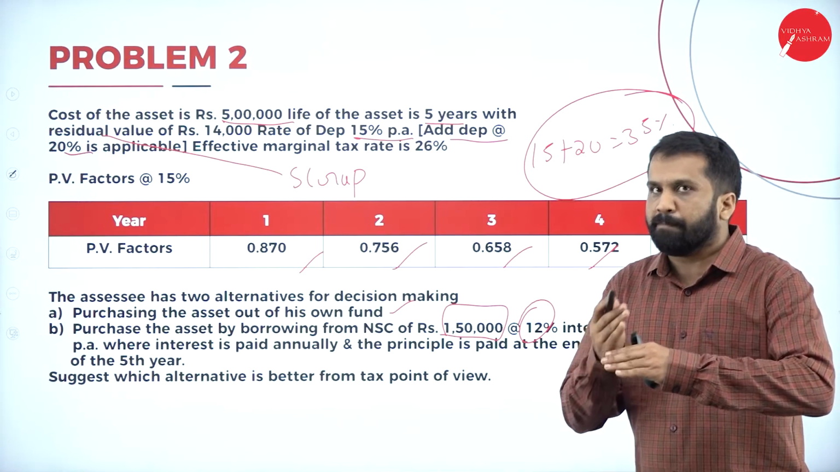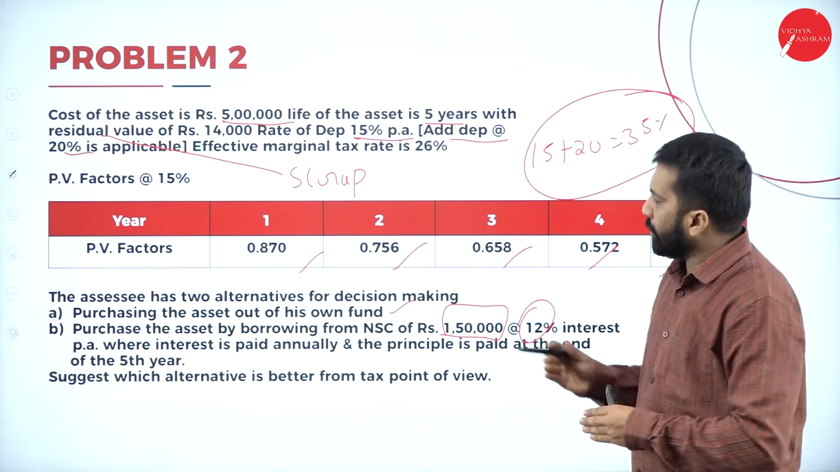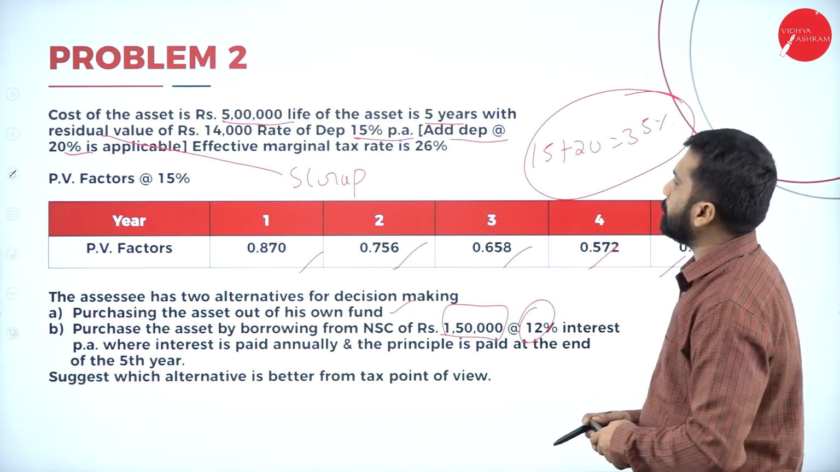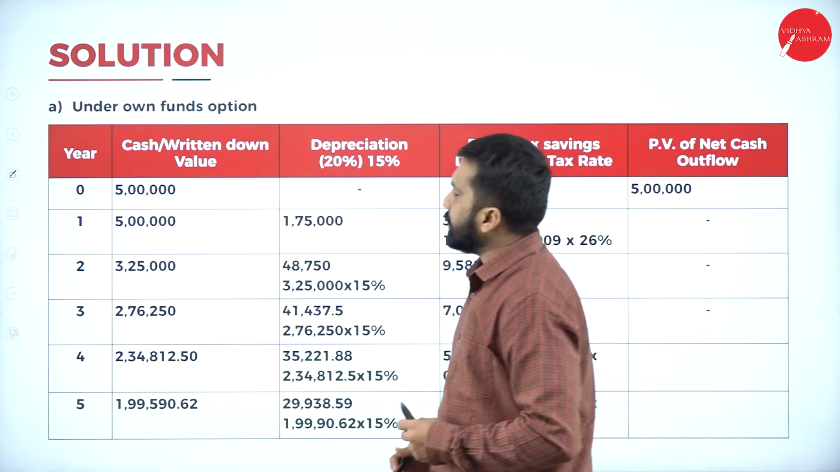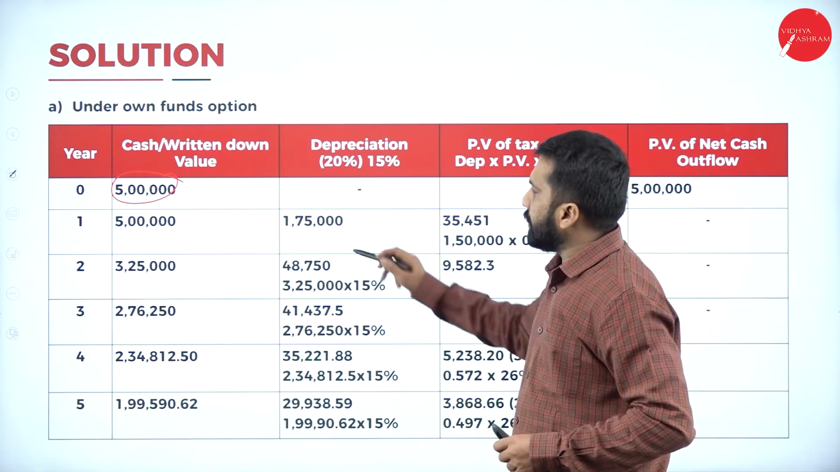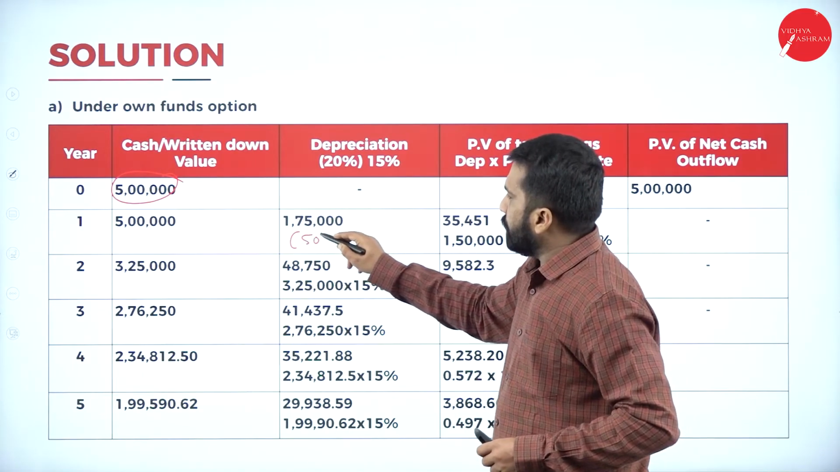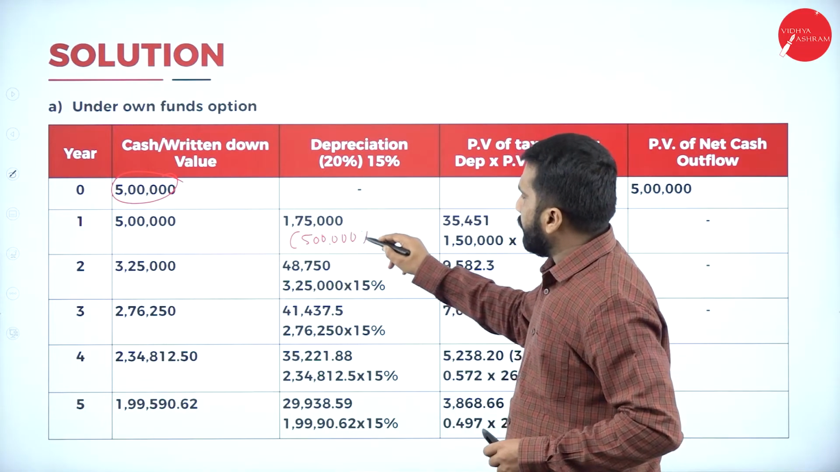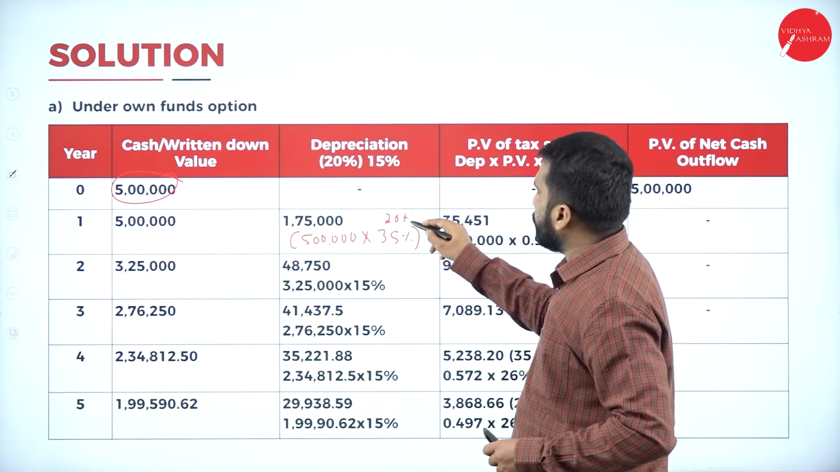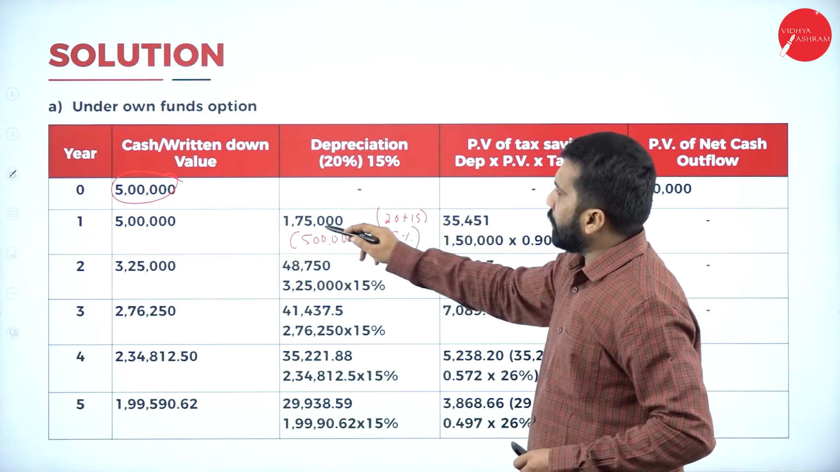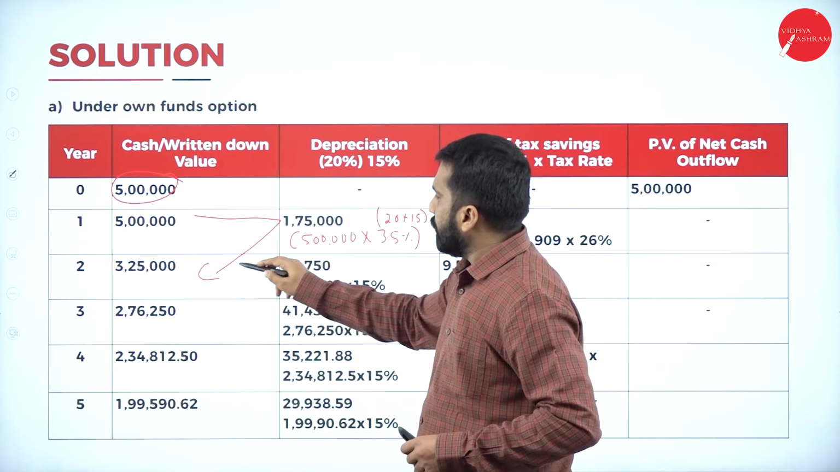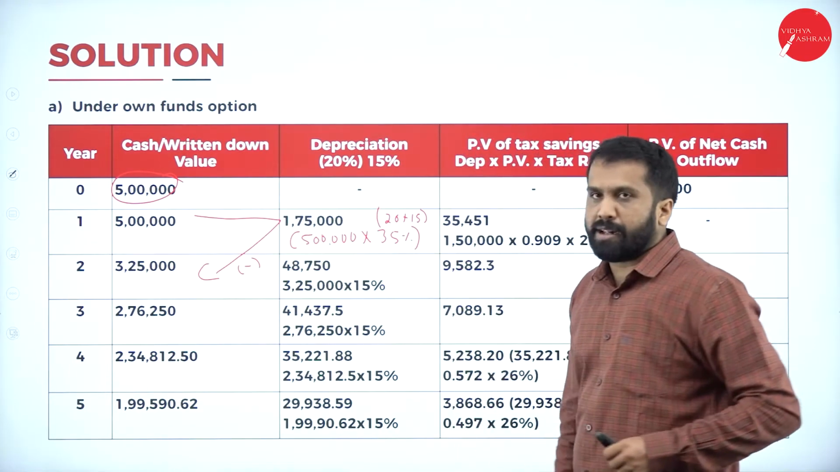We'll go for lease fund, borrowed fund. You can go for own fund, or else you can go for borrowed fund. Now, own fund is simple. 5 lakh is your investment. 5 lakh into what is the percentage? 35%. 20 plus 15. First year, 1 lakh 75. 5 lakh minus 1 lakh 75, so you will get 3 lakh 25.